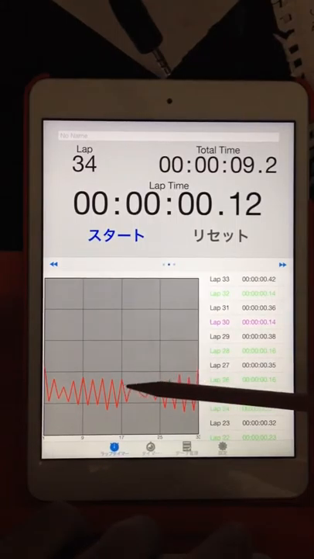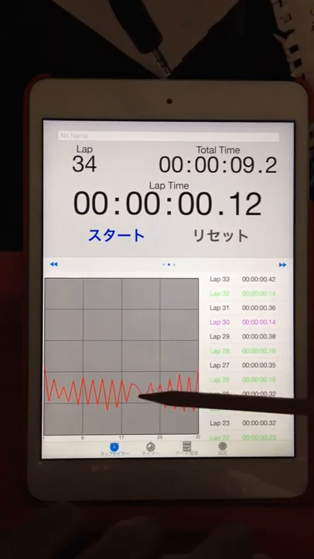And smallest bounce, weakest bounce, front, back, front, back, front, back.